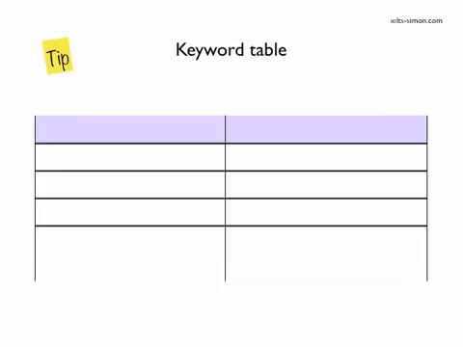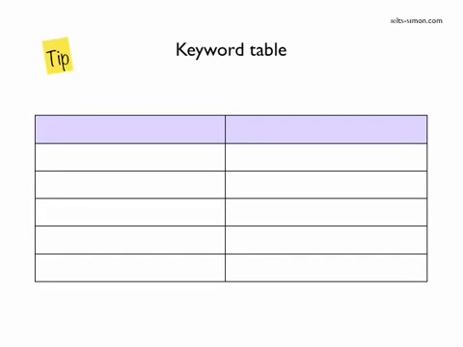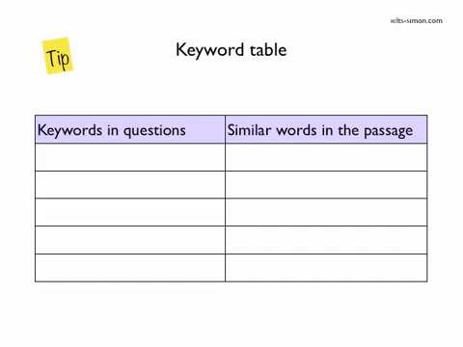When studying IELTS reading tests with my students, we make keyword tables to show how we found the answers to each question. Here's an example keyword table. In the first column, we put the keywords that we underlined in the questions. And then in the second column, we put the similar words that we found in the passage.